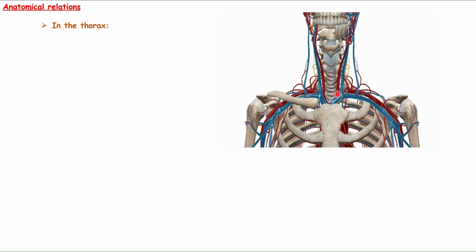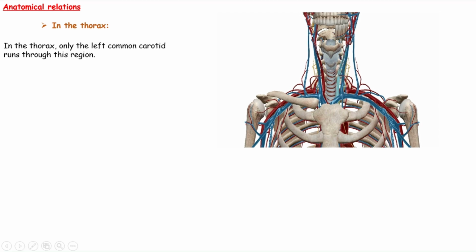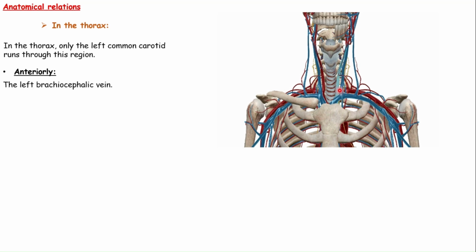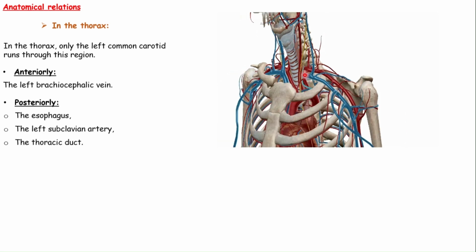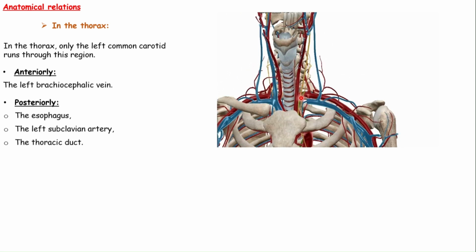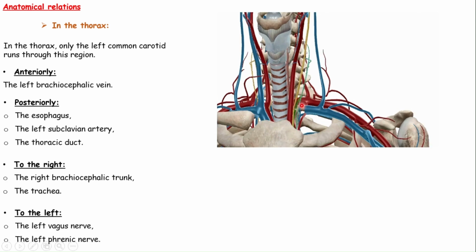In the thorax, only the left common carotid runs through this region. It is related to the following structures. Anteriorly, the left brachiocephalic vein. Posteriorly, the esophagus, the left subclavian artery, the thoracic duct. To the right, the brachiocephalic trunk and the trachea. To the left, the vagus nerve and the left phrenic nerve.